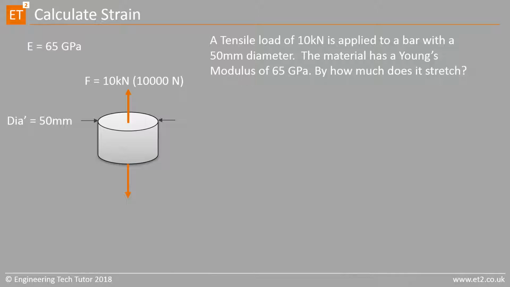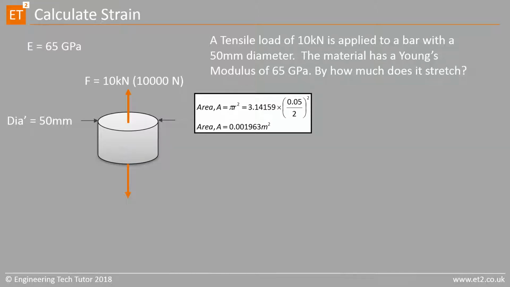The first one is we need to calculate the area that the force is applied to. We know that the area of a circle is pi r squared. We need to do this calculation in meters. We've got the diameter in millimeters, but that's not a problem. We convert 50 millimeters into 0.05 meters. We divide by 2 to get to the radius, square it, multiply it by pi, and we come out with the answer of 0.001963 meters squared.